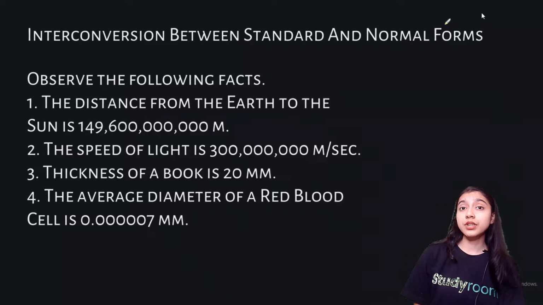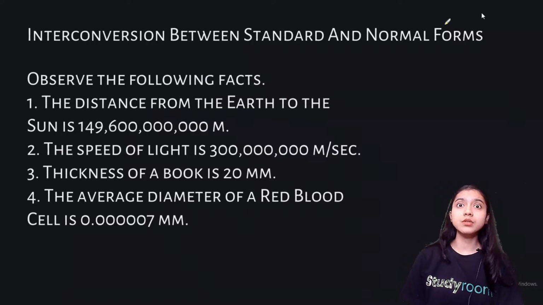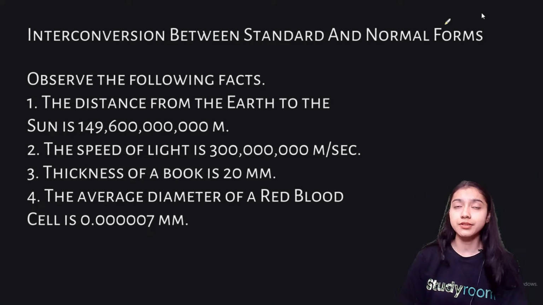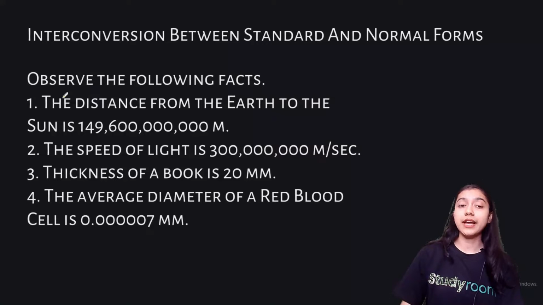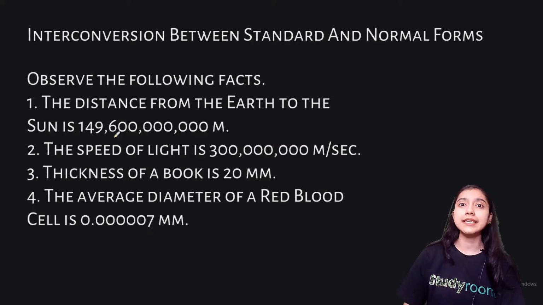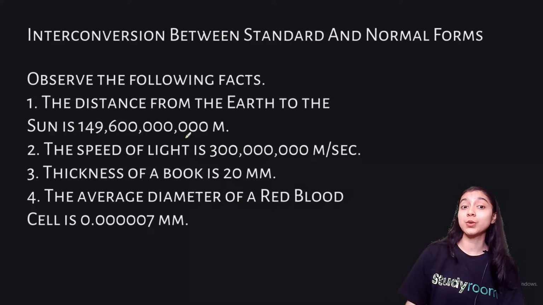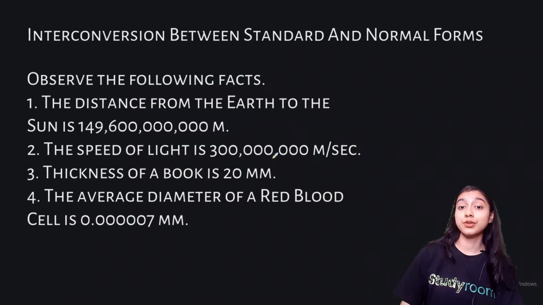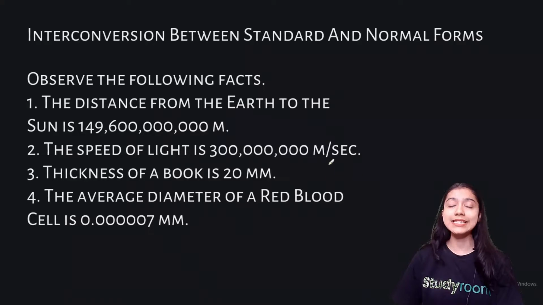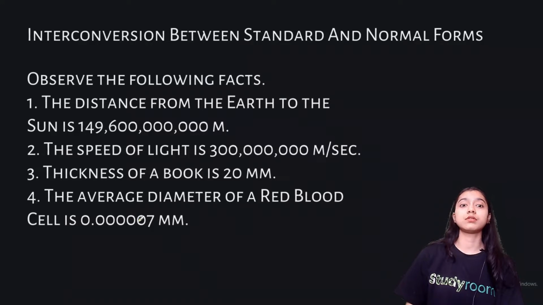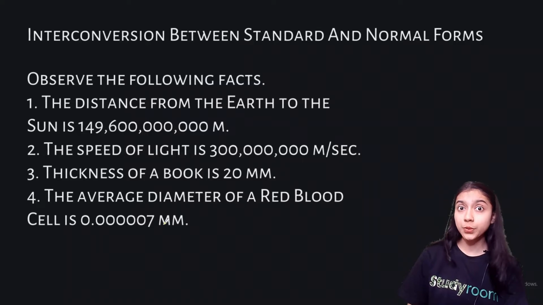But let us first realize, why do we need to convert normal forms to standard forms? This is the first thing that we need to know. So let us observe the following facts. The distance from the earth to the sun is 1,496,000,000 meters. The speed of light is 300,000,000 meters per second. The thickness of the book is 20 millimeters. The average diameter of a red blood cell is 0.000007 millimeter. So, did you observe something?